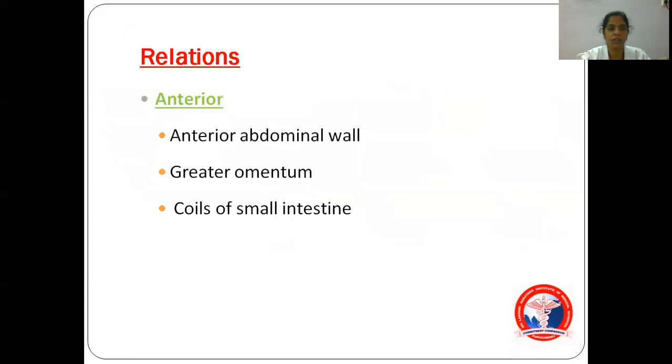Now we'll see the relations of the cecum. It is located in the right iliac fossa. We have to know what structures are related anteriorly and what structures are related posteriorly. Anteriorly, when we remove the skin, superficial fascia and deep fascia of the abdomen, you can see the muscles. After reflecting the muscles, you will be entering into the peritoneum.